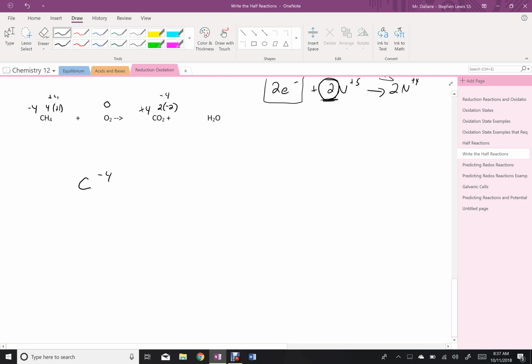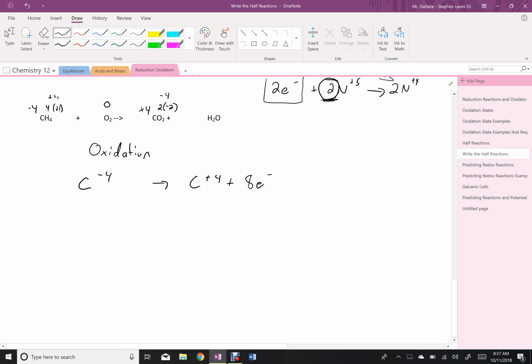Carbon is going to go from -4 all the way up to +4. So clearly that's an oxidation because the oxidation number is increasing. And when something gets oxidized, it releases electrons. This time, to go all the way from -4 to +4, it would have to spit out 8 electrons. -8 plus 4 is going to give us our -4.